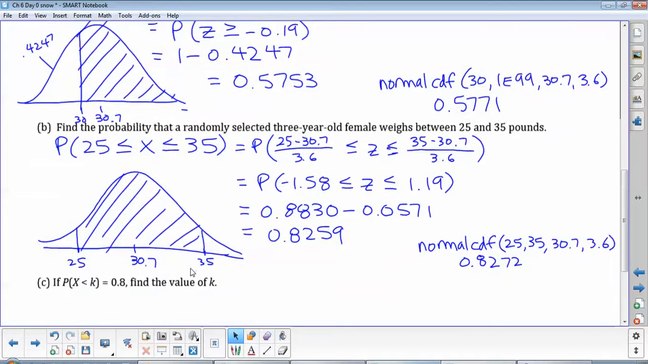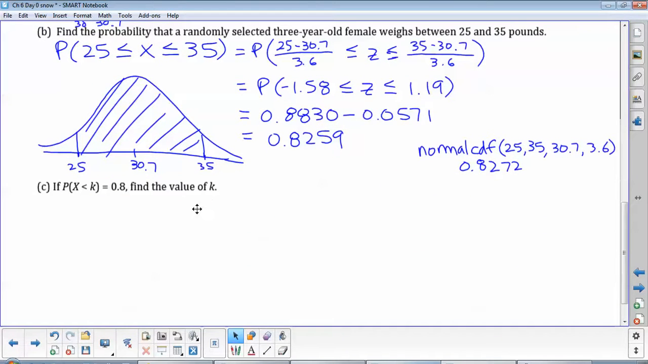For part C, it's going to be slightly different. I want to know if we have some value so that it's at the 80th percentile. That's what that says there. So you want to draw a sketch. So here's your sketch. This is the 80th percentile, so hopefully you realize that your K is going to be somewhere to the right of this, because it's not going to be to the left. Again, it's going to be more than 50%.